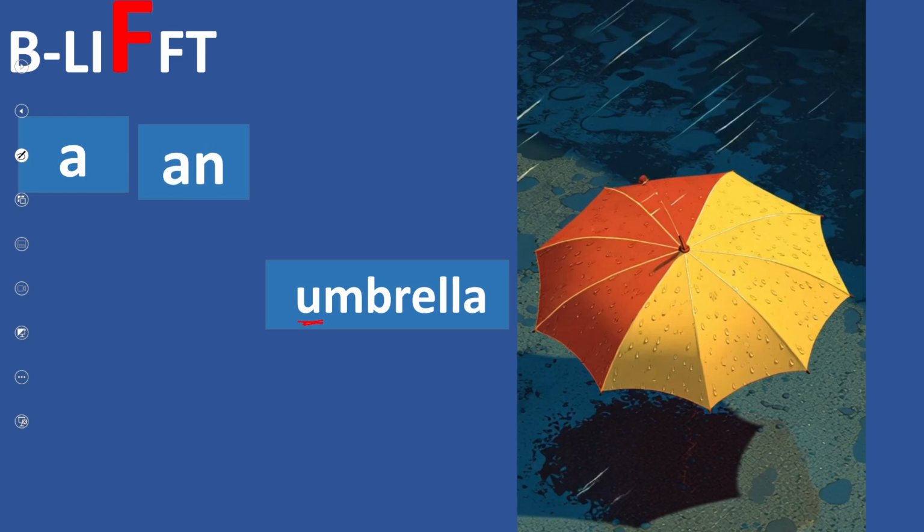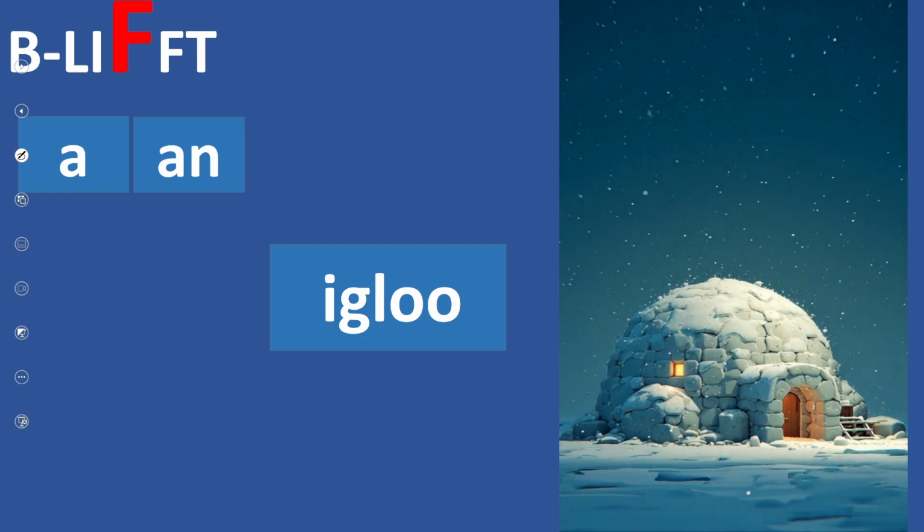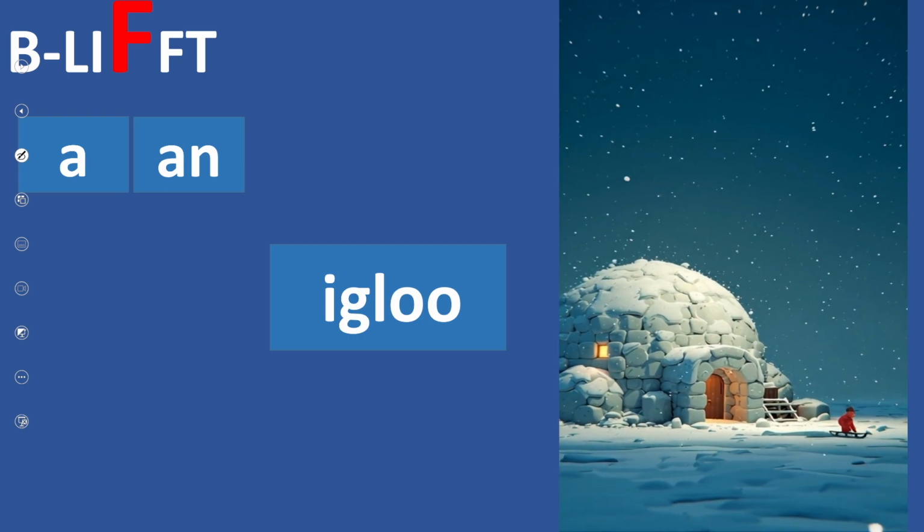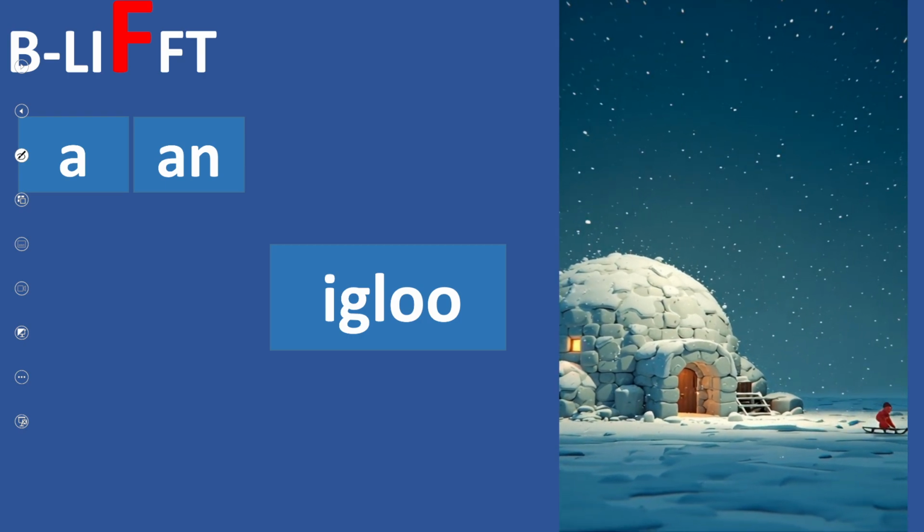An. Absolutely right. Now let's look at another example, which is igloo. Igloo. I is a vowel. So what should I write? An. Very good.